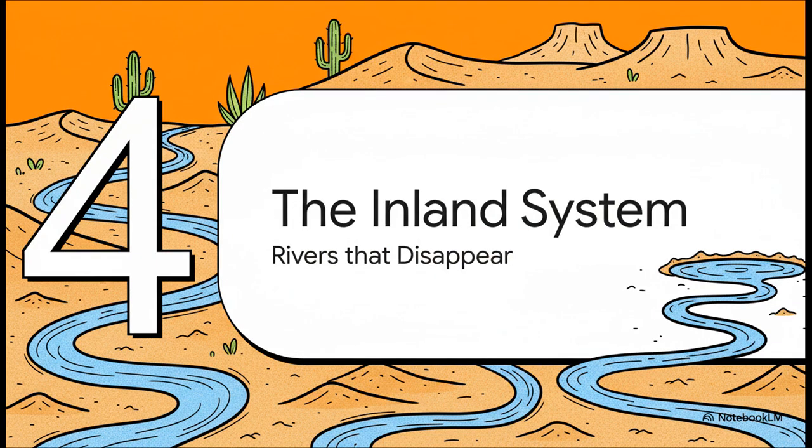Okay, now we're moving on to the biggest system by far, the one that covers 60% of the state's drainage, the inland system. These are those rivers that disappear. They start in Rajasthan and they end in Rajasthan, often just vanishing into the desert sand or emptying into a saltwater lake. It's pretty wild.